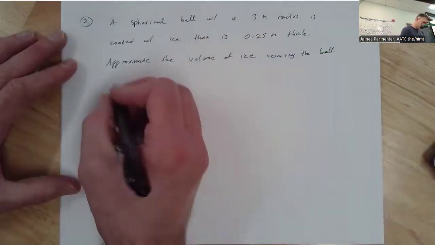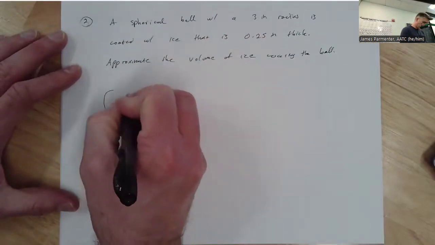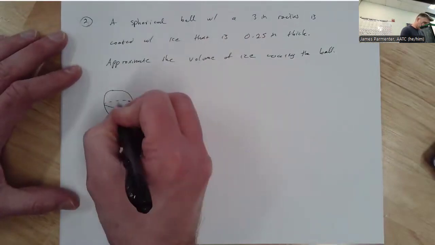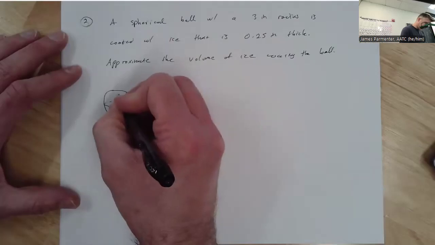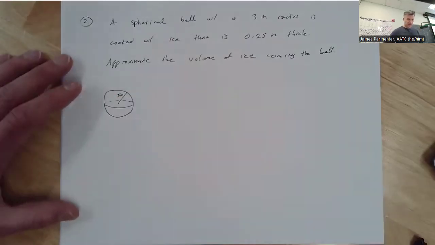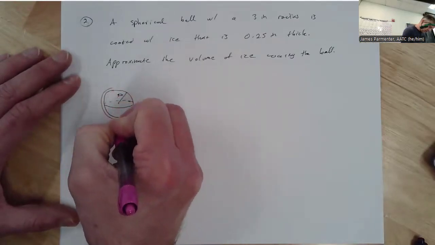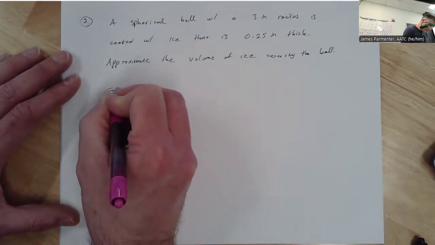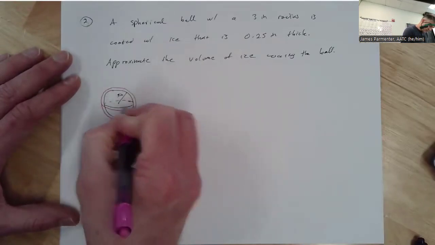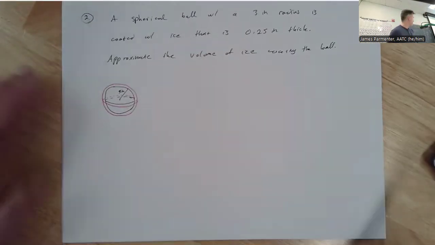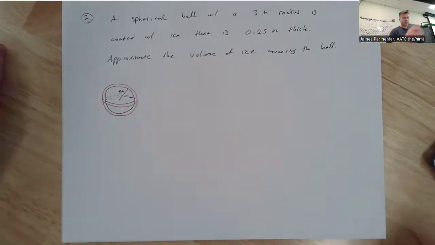So a picture just to kind of help us see it. Here's our spherical ball with a radius. Ooh, that's not my best ball picture I've drawn. A radius of 3 inches. And then surrounding this, there's a thin layer of ice going all the way around.